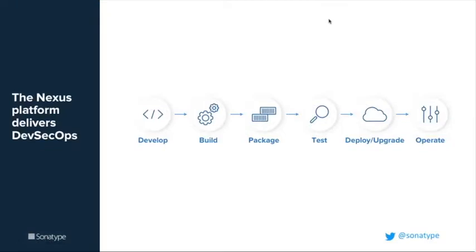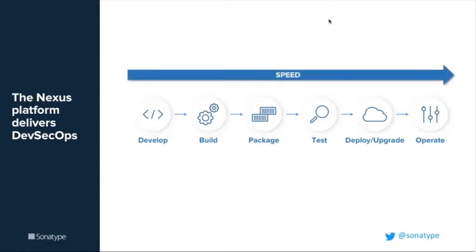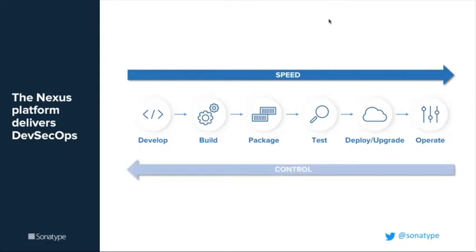So how does the Nexus platform deliver DevSecOps? As you can see here in this standard development pipeline, speed is critical in order to innovate fast and beat your competition. You also need control across the entire SDLC in order to be able to analyze the OSS components that are in there and continuously monitor the new and old security vulnerabilities in your OSS components.